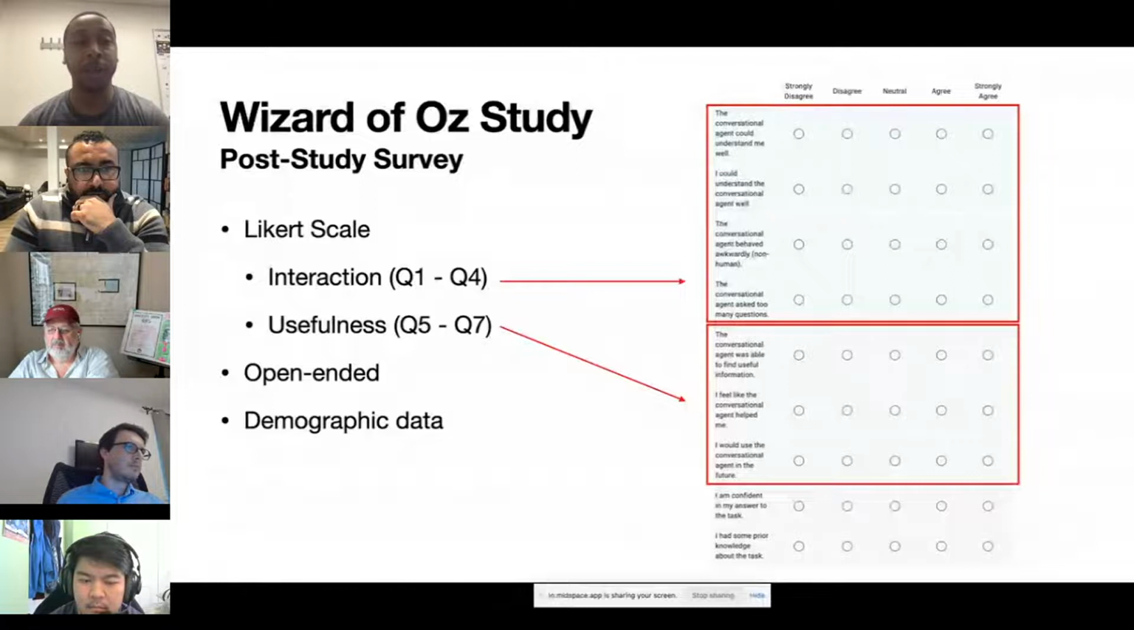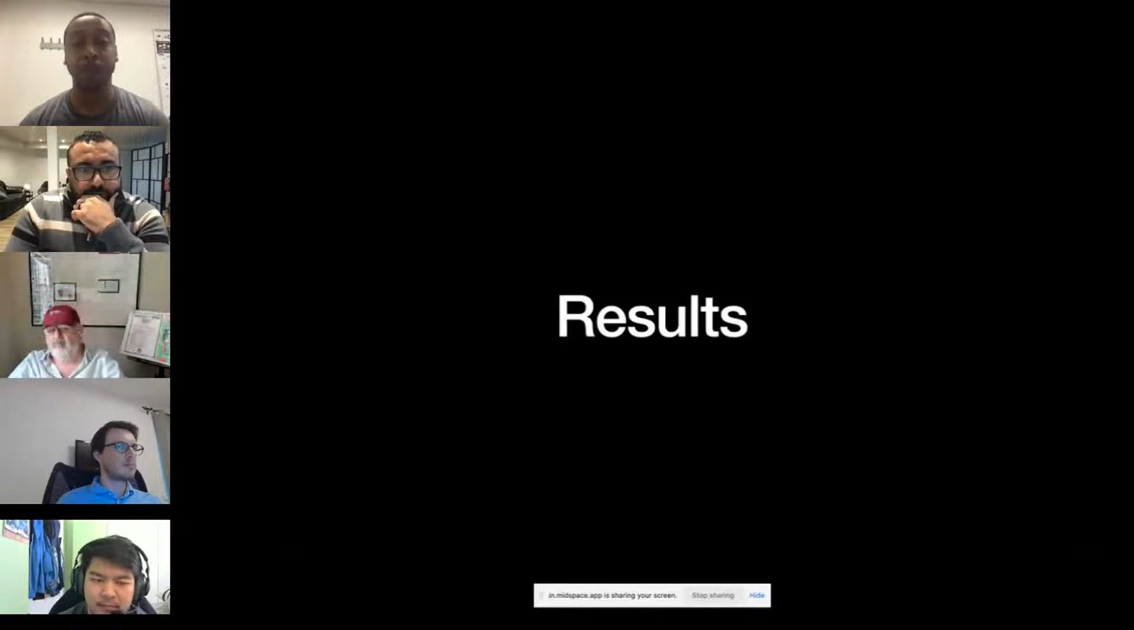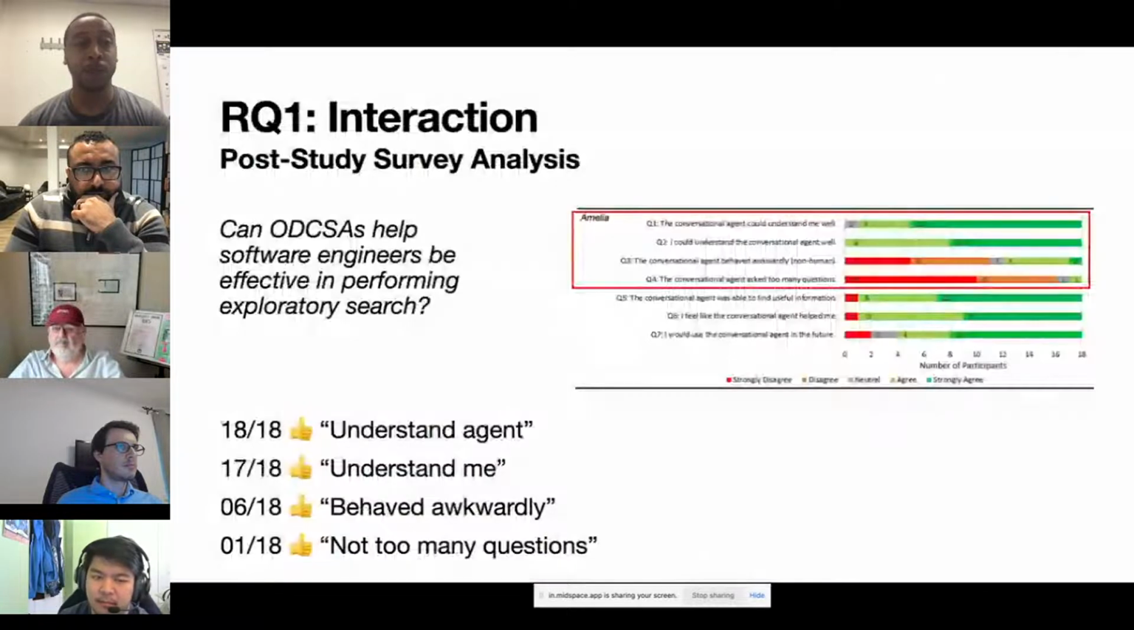The post-study survey largely had 3 parts: Likert scale type questions, some open-ended questions, and also demographic data. The Likert scale questions were specifically curated towards interaction and usefulness type questions. We wanted to see how human-like the chatbot behaved, as well as how useful it was at providing internet search data. For our results, to answer research question 1, we looked at the Likert scale data for the Wizard-backed chatbot.